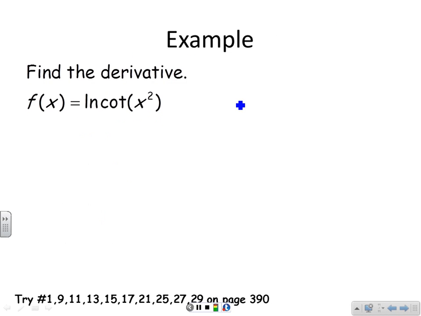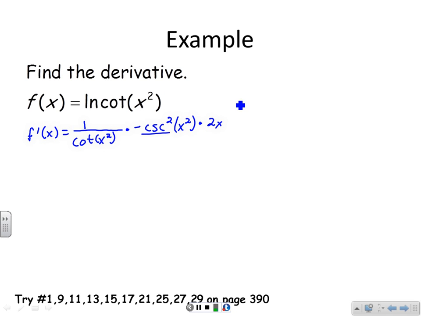And so this time, what's going to happen is we're going to take the derivative of the natural log. Well, the derivative of the natural log of u is going to be 1 over u. And u, your argument basically, is cotangent x squared. So 1 over u times the derivative of u. So the derivative of cotangent x squared is going to be negative cosecant squared, and then your argument, x squared, times the derivative of your argument, which is going to be 2x.